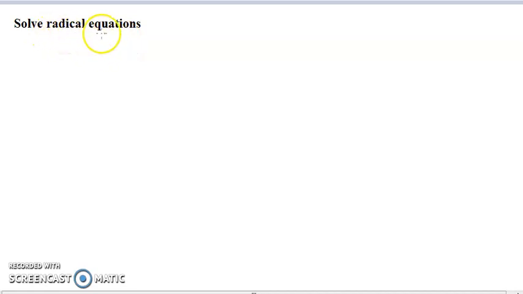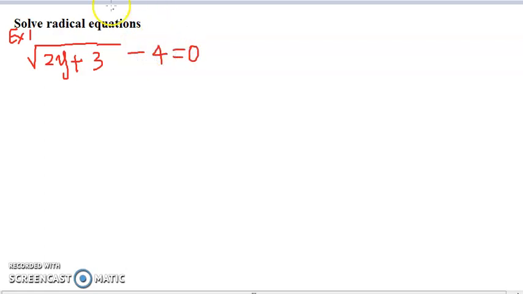Solve radical equations. So we have an equation, but it contains a radical in there. Example 1: the square root of 2y plus 3 minus 4 equals 0. When we get an equation like this with a radical sign, we want to get rid of the radical sign. And that goes back to something we learned before.